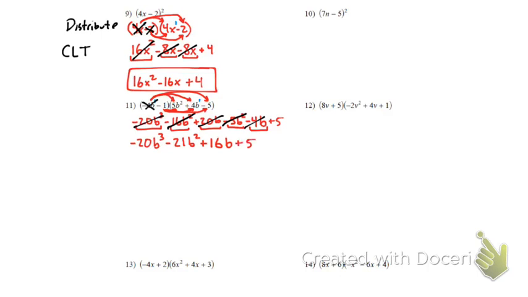Okay, and before we could say this is the final answer, is this in standard form? So I have the highest powered, the highest degree first, the next degree, and then no degree. Okay, so this would be my final answer.